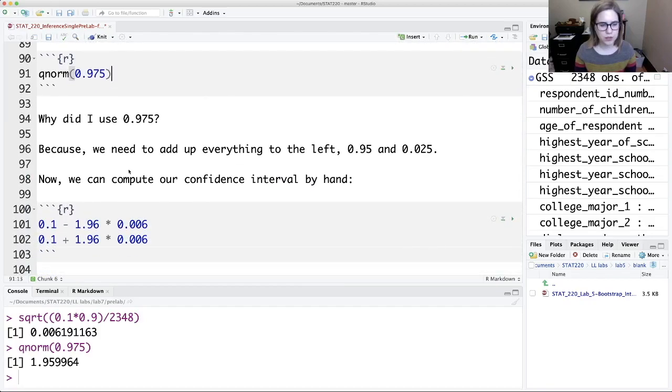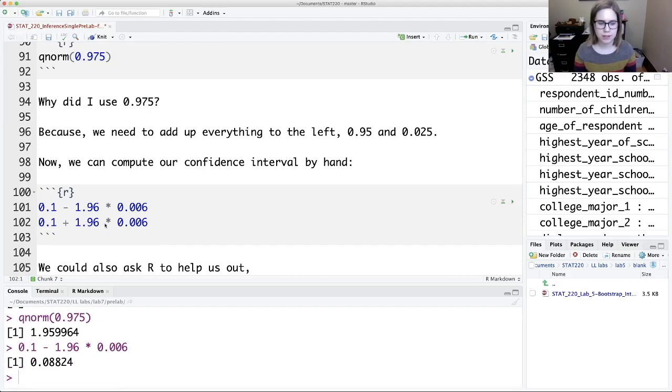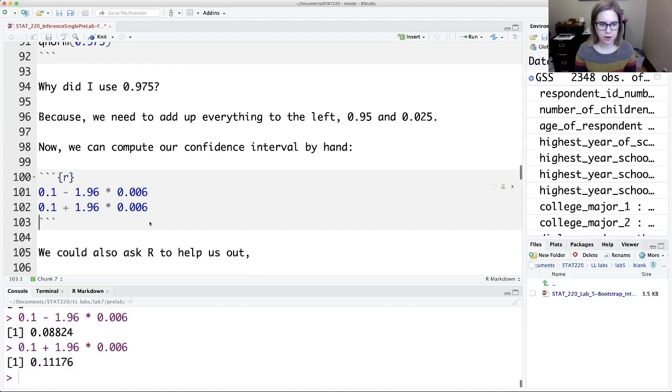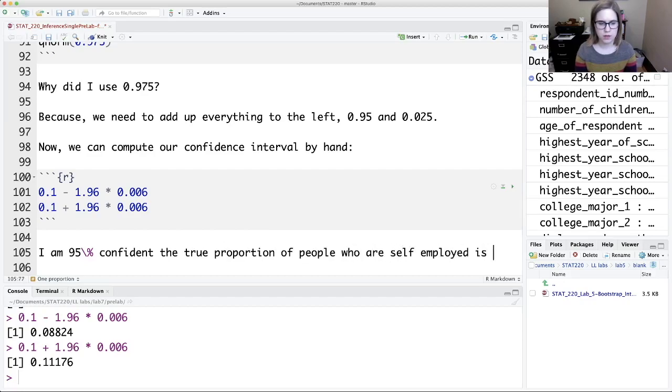And so now we could use R like a calculator to compute our confidence interval. Our point estimate minus our critical value times our standard error, and our point estimate plus our critical value times our standard error. And so I could say I am 95% confident the true proportion of people who are self-employed is between, and I'll say 8.8% and 11%.